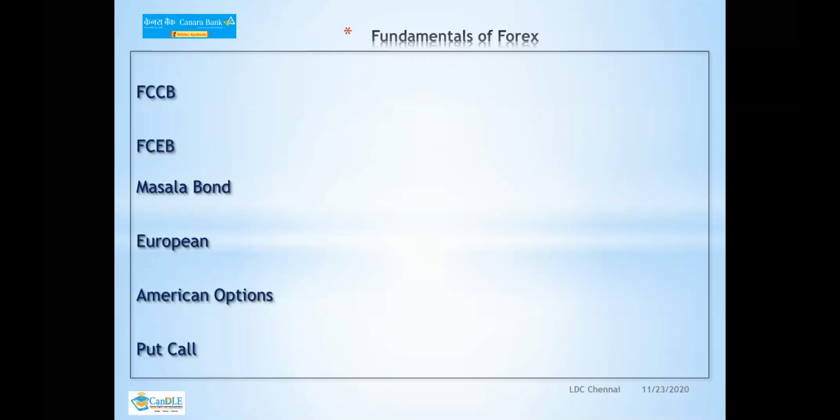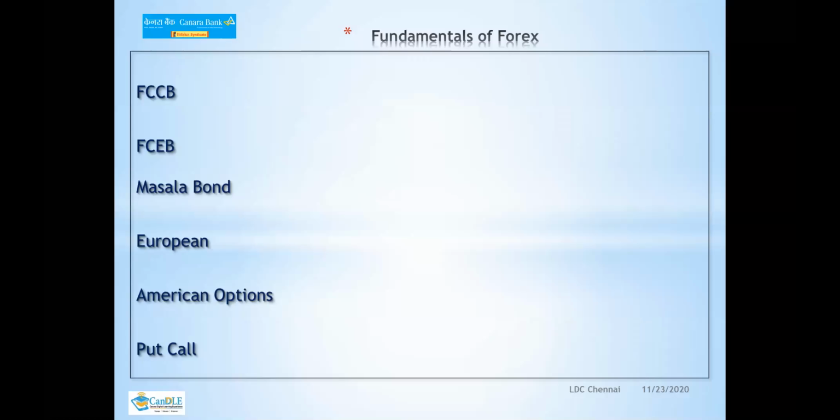So the difference: options give a right to buy or sell without obligation. European option can be used only on the due date. American option can be used on any date prior, during that period. Normally people buy American options only, because we can't exactly match the due date. Okay, this is about put and call options.